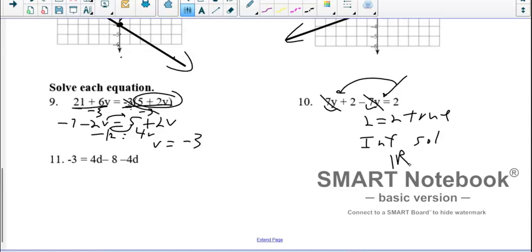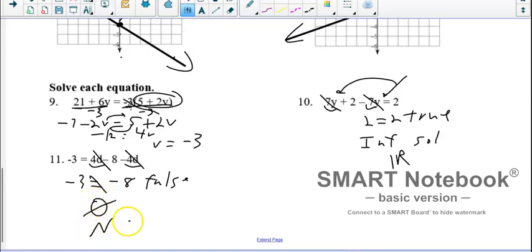On to number 11. Again, I want to combine my letters, which in this case, again, go away. They cancel out. This time I'm left with negative 3 equals negative 8. Well, that is a false statement. They are not equal. Anytime we get that, we can say no solution.